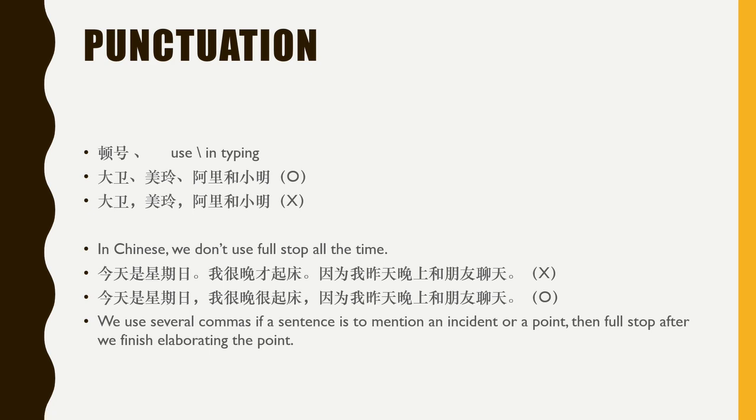Our full stop is when we finish mentioning, elaborating a point. We use several commas if a sentence is to mention an incident or point. Then full stop after we finish elaborating the point. We only use full stop after one point, and in the middle we use commas.